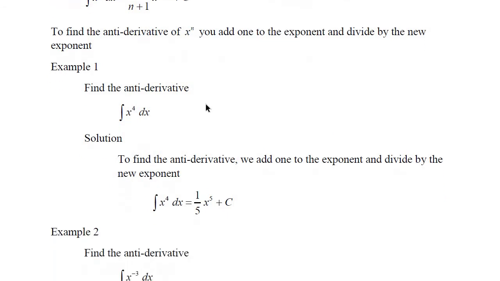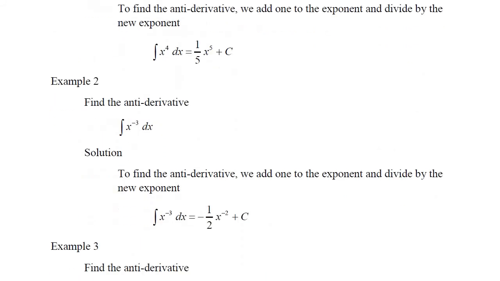If I wanted to find the antiderivative of x to the 4th power dx, I add 1 to the exponent, so that makes it x to the 5th, and then I divide by the new exponent. So I get 1/5 x to the 5th power plus a constant.